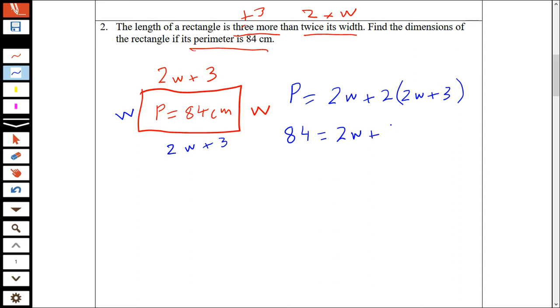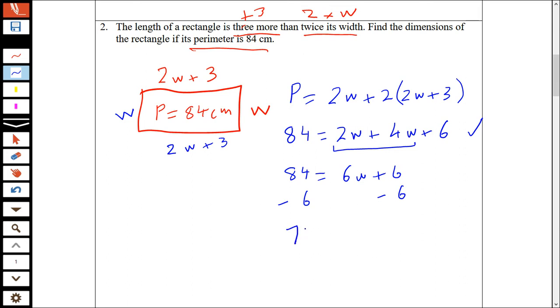And I can expand the bracket, so we get 4W plus 6. Okay, so that's my equation that I'm going to use for the rest of the question. Now, how do I solve this equation? That's my next step. Well, I can tidy up the right-hand side. So I know that 2W plus 4W is 6W plus 6. And then I can subtract 6 from both sides.